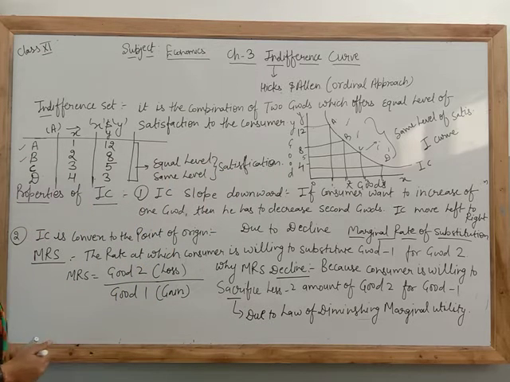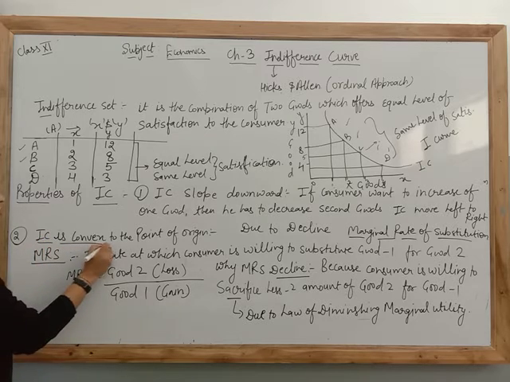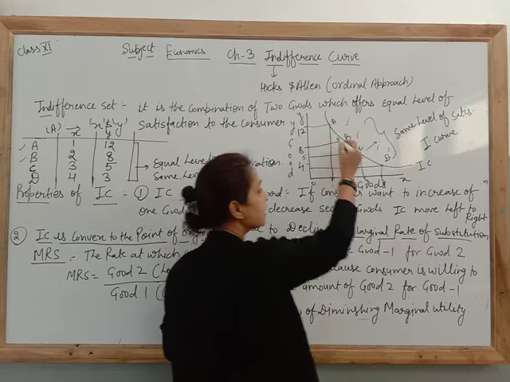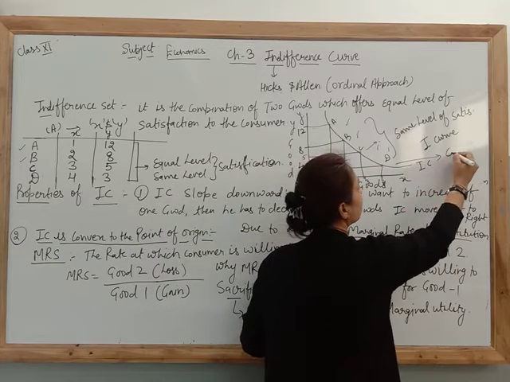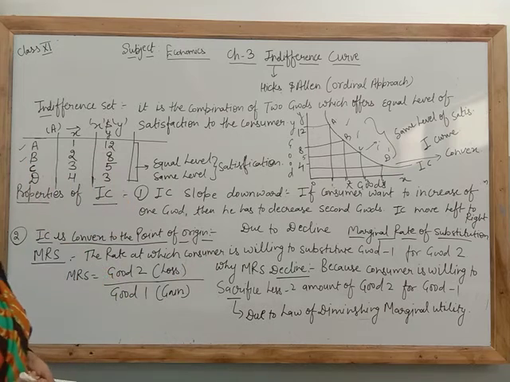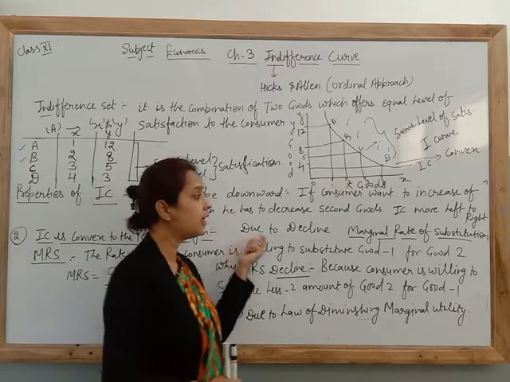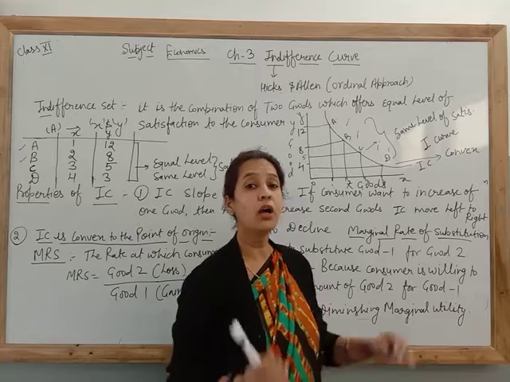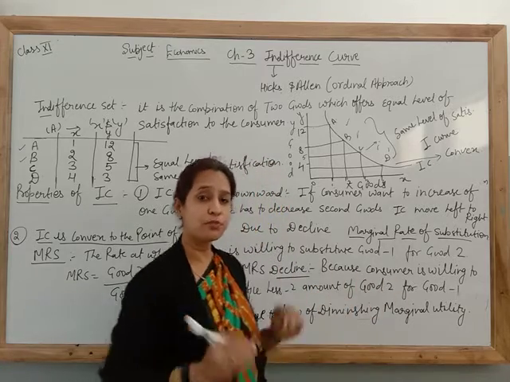Clear? Next, that is a very important property of IC. IC is convex to the point of origin. You can see the shape of the IC is convex. Why is it so? Because of the declining marginal rate of substitution.